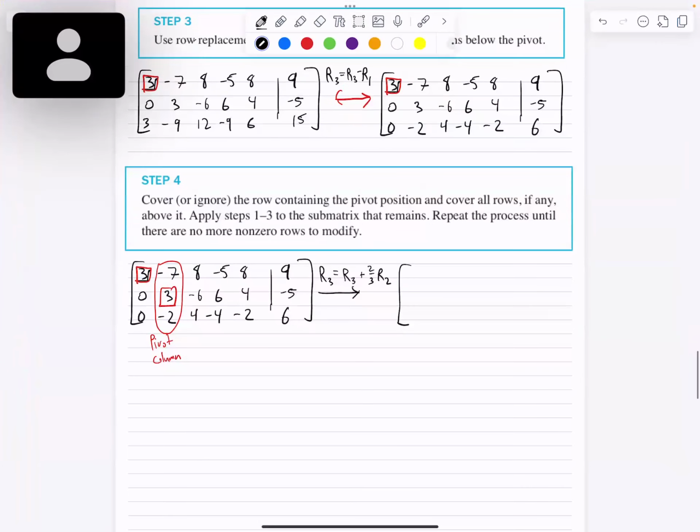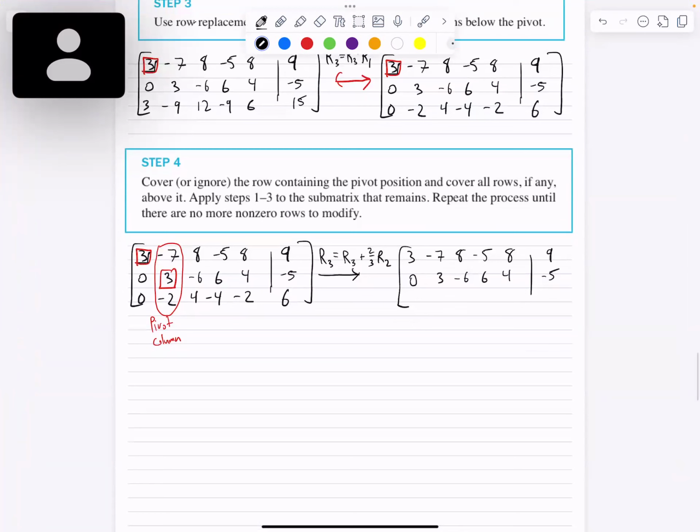Okay, sorry. Let's finish this. So it's 3, -7, 8, -5, 8, 9, and then 0, 3, -6, 6, 4, -5, and now we're gonna have to add some fractions. Oh, I don't love this.